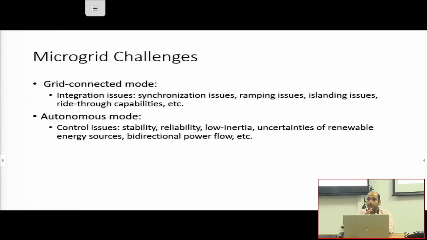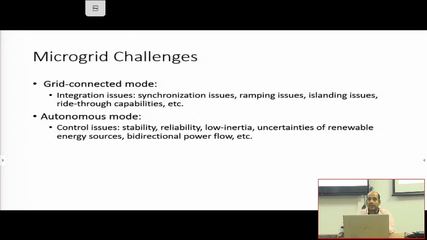Okay. So the microgrid, as I told, can be a grid connected microgrid or it can be an autonomous microgrid. If it is a grid connected microgrid, you have to take care of some integration issues like synchronization, ramping, islanding, fault ride-throughs, LVRT, those things. So those are integration issues with the grid. Okay. If it is an autonomous system, what you have to have is the proper control. So the main issues are the control issues, stability, reliability.